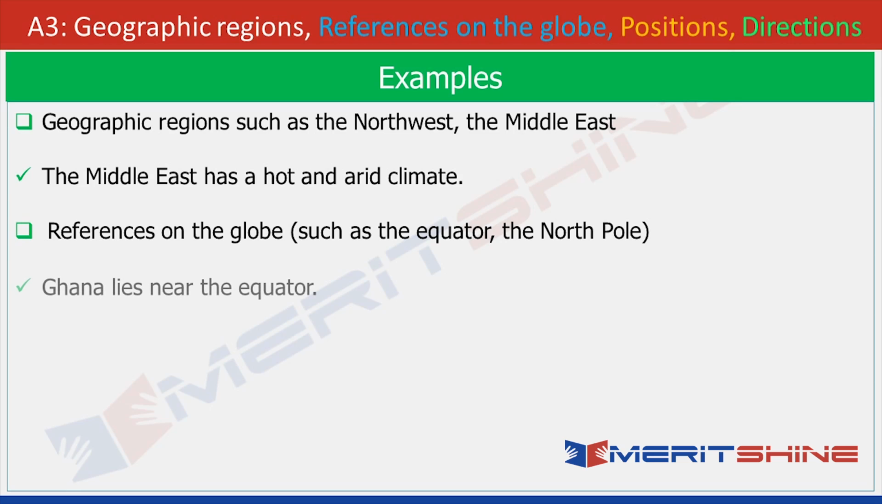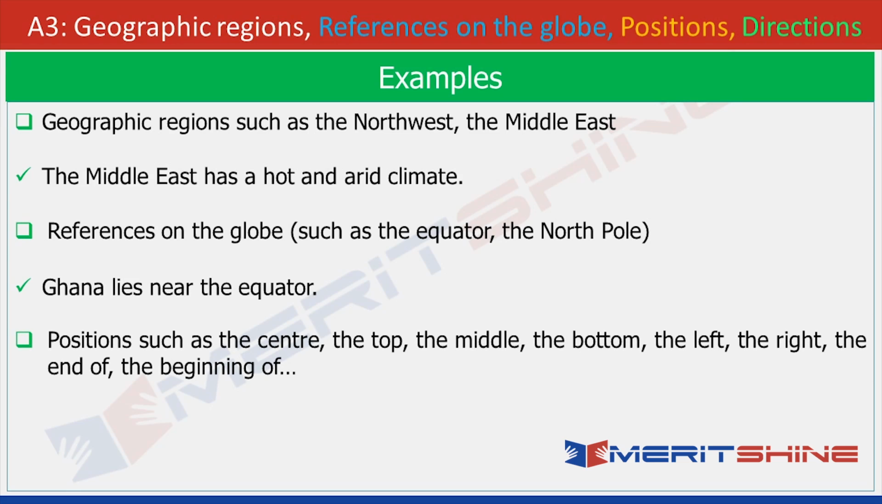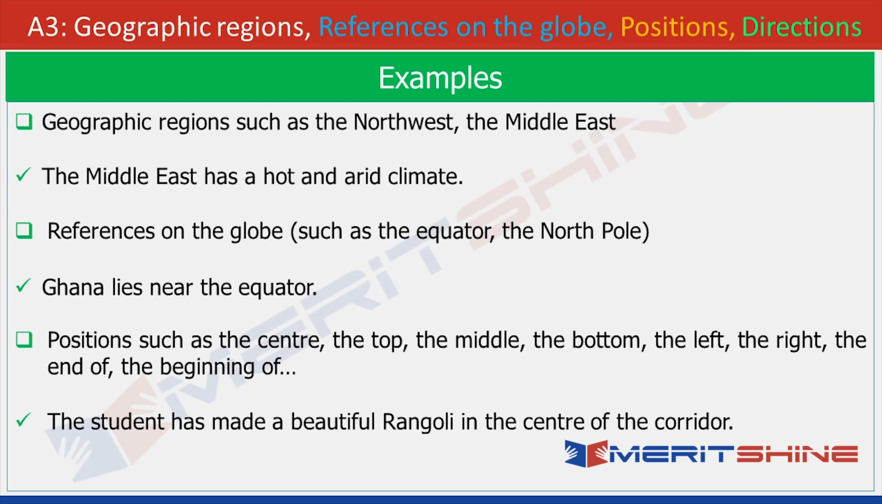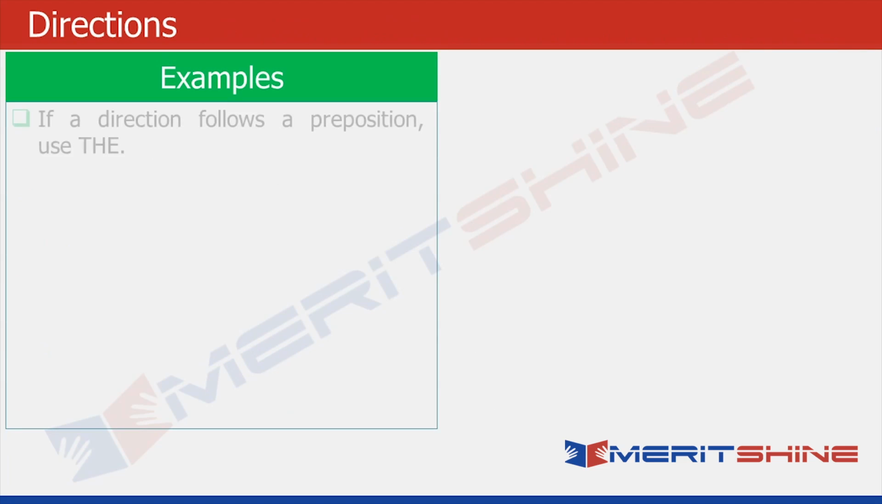Hence we say, Ghana lies near the equator. Positions such as center, top, middle, bottom, left, right, end of, beginning of take the article the. Hence we have, the student has made a beautiful rangoli in the center of the corridor. If the name of a direction follows a preposition, it takes the article the.